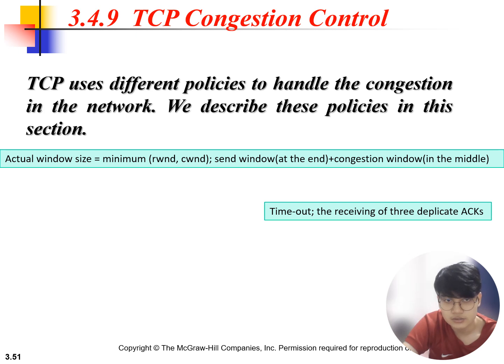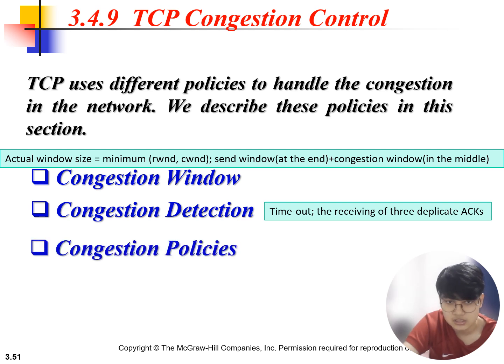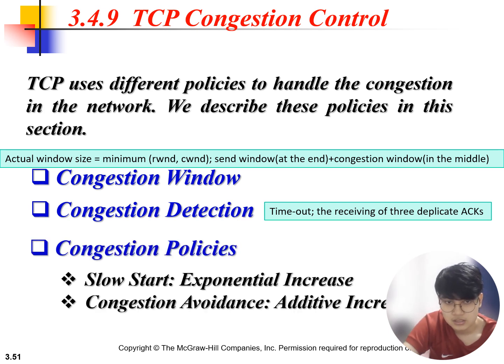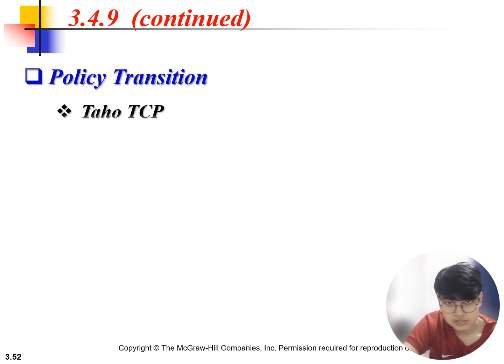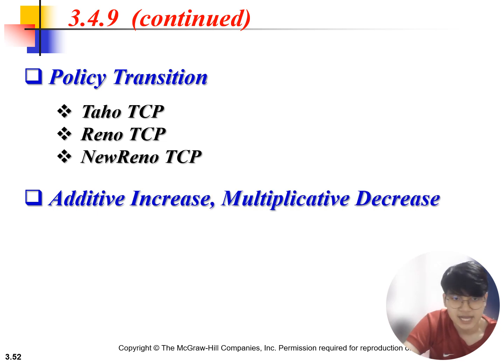TCP congestion control. TCP uses different policies to handle congestion in the network. We discuss these policies in this section. Congestion window, congestion detection, congestion policy. Slow start and congestion avoidance. Policy transition. Tahoe TCP, Reno TCP, and New Reno TCP.